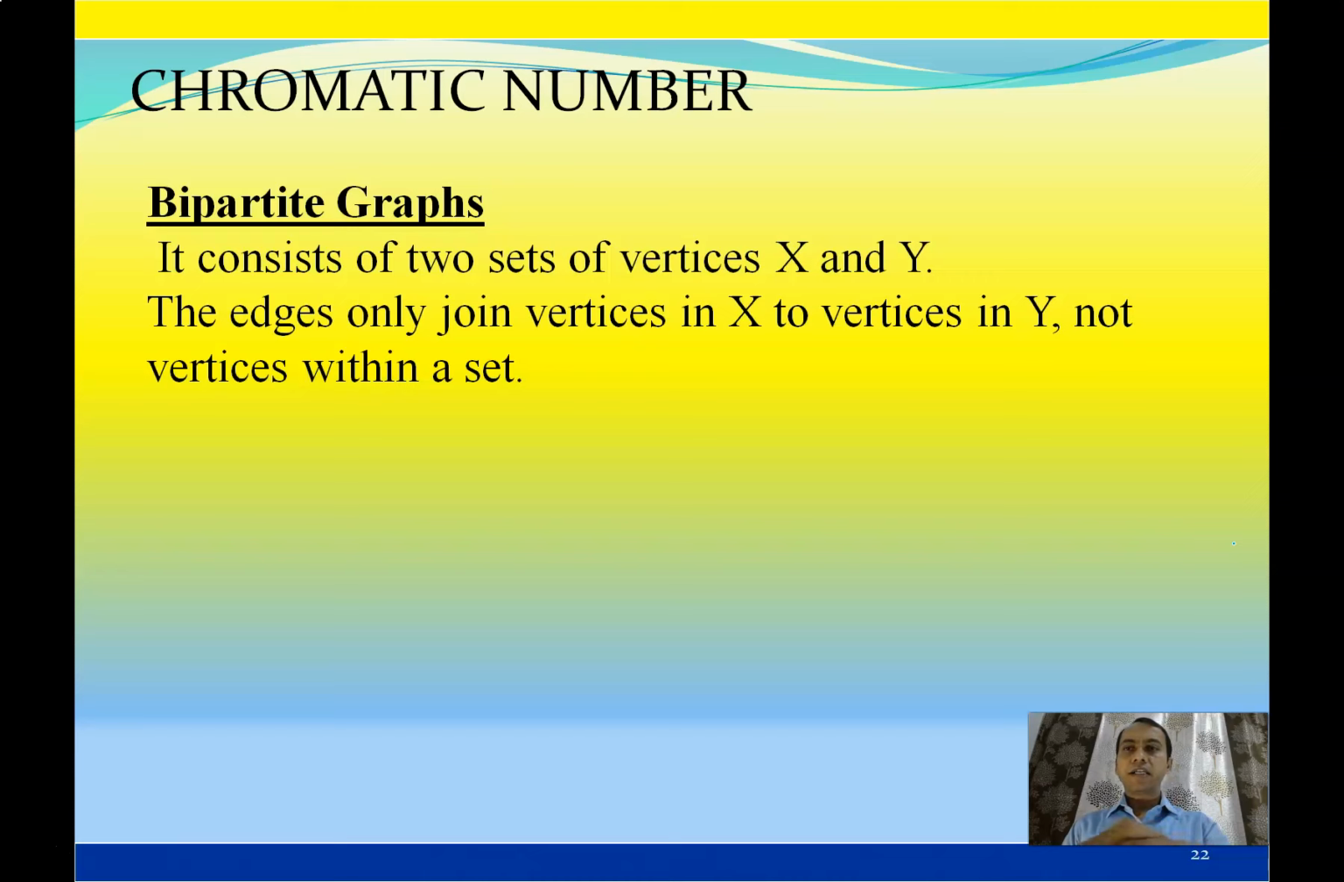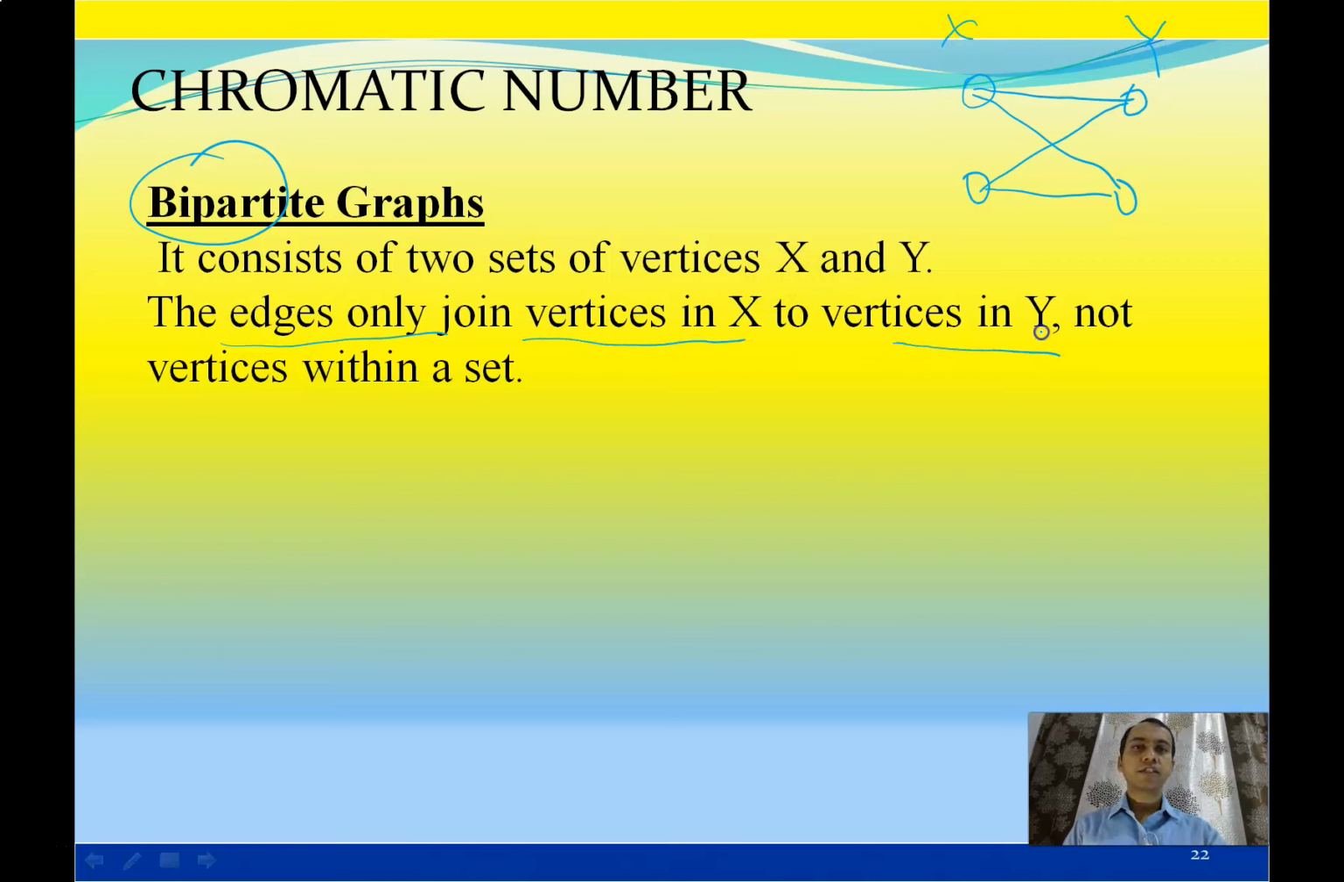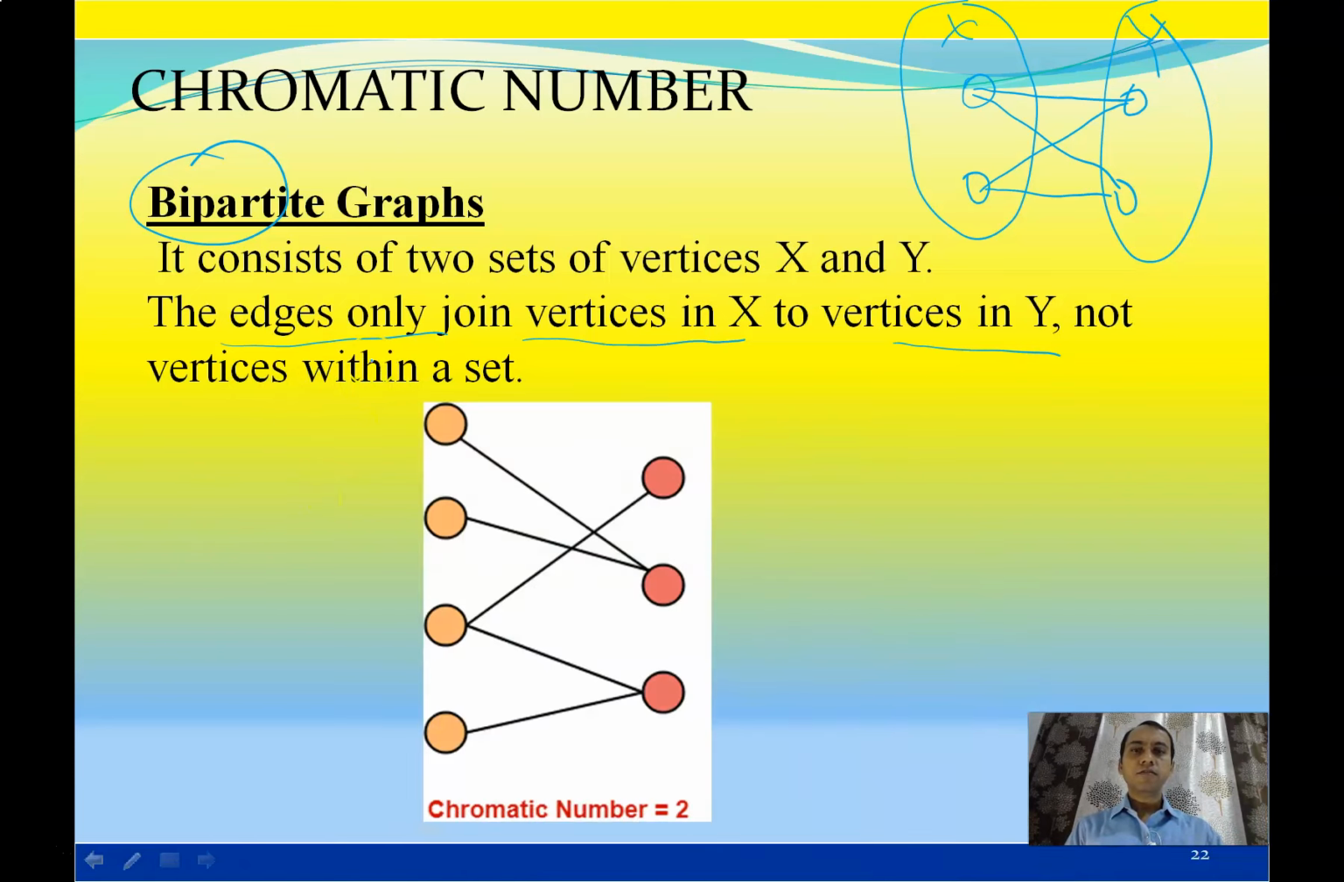Chromatic number for the bipartite graph. So what is a bipartite graph? It was already discussed in another class. The nodes are partitioned in two parts and the nodes are connected to the other side's nodes. It consists of two sets of vertices, x and y. This is set x and this is set y. The edges only join vertices of x to vertices of y. A vertex of x can only join with a vertex of y, not with another x. Not vertices within the set. Then it is called a bipartite graph. So this is an example of a bipartite graph. Then the chromatic number for the bipartite graph is 2.